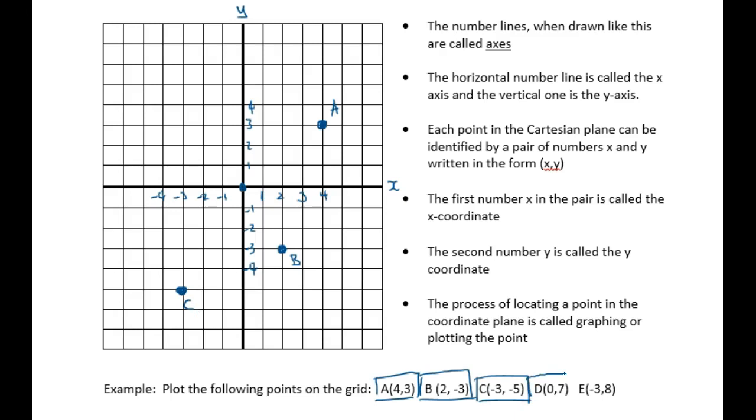And then D says (0, 7). So 0 on the x-axis, so it's right on the y-axis, and +7. So 4, 5, 6, 7 is our D value. You notice the x-coordinate is 0. And then our E value is (-3, 8). So we go with -3 and +8. So 4, 5, 6, 7, 8.